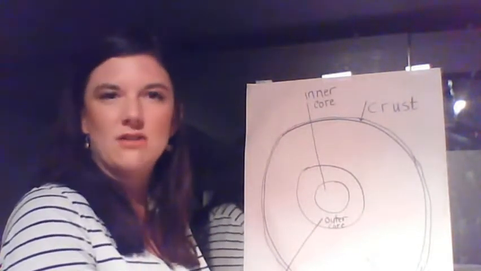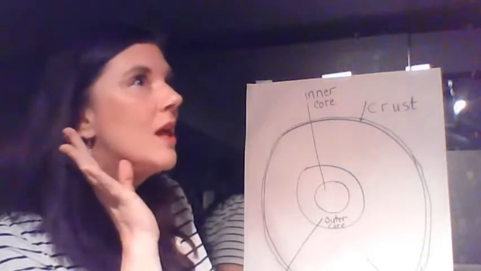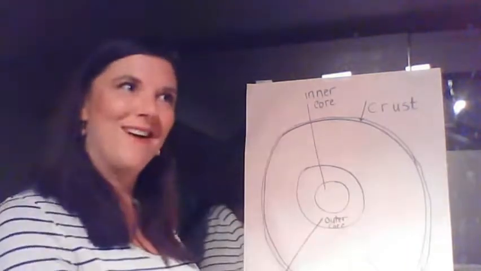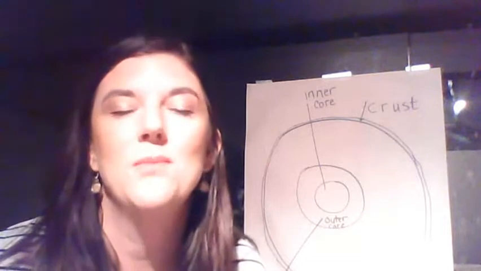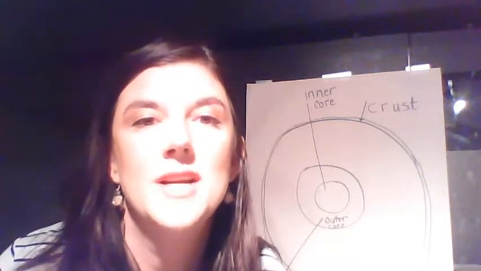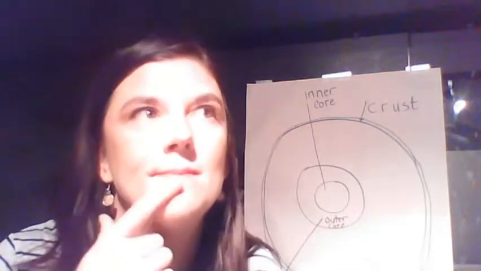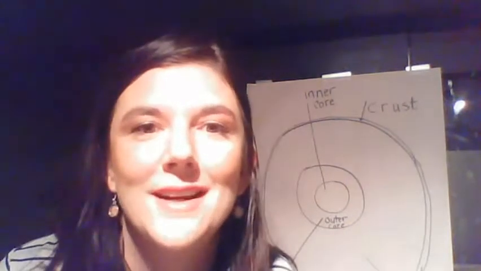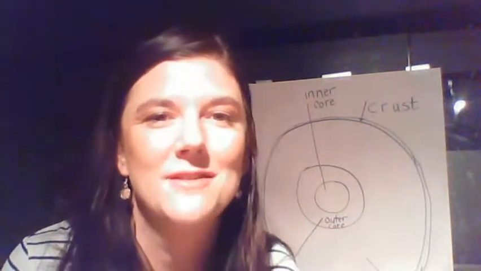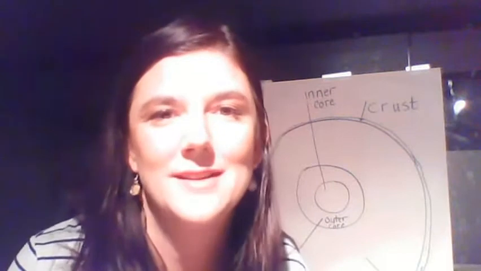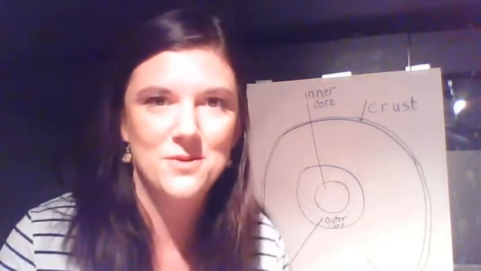And we can even break down crust into two types. Who knows? Oceanic and continental. Very good. Which one do you think is more dense, the oceanic or the continental crust? It's the oceanic. Why? Because it's got all those layers of sediment from the ocean and all that stuff that just settles on the bottom of the ocean floor.